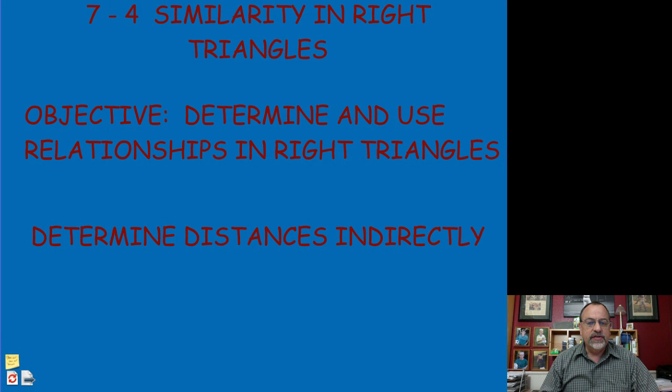Geometry Chapter 7, Lesson 4, and we want to look at similarity in right triangles. You remember that we were looking at similarity in triangles, and once we showed that triangles were similar using AA, SAS, or SSS, we then used the similarity ratio between those two triangles to determine a missing length in the other triangle. We're going to look at some special properties that happen in right triangles that are similar.